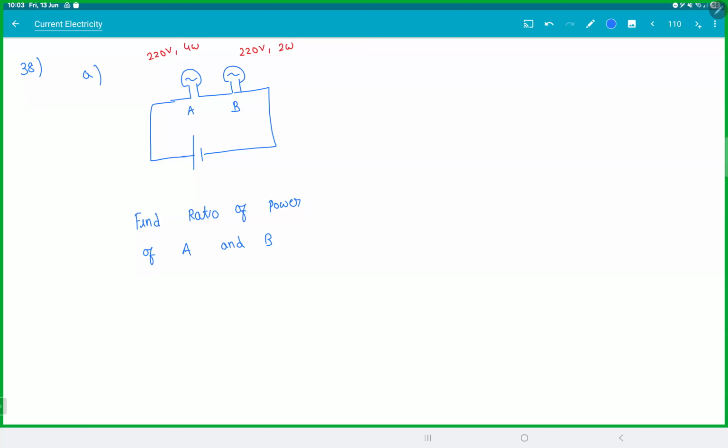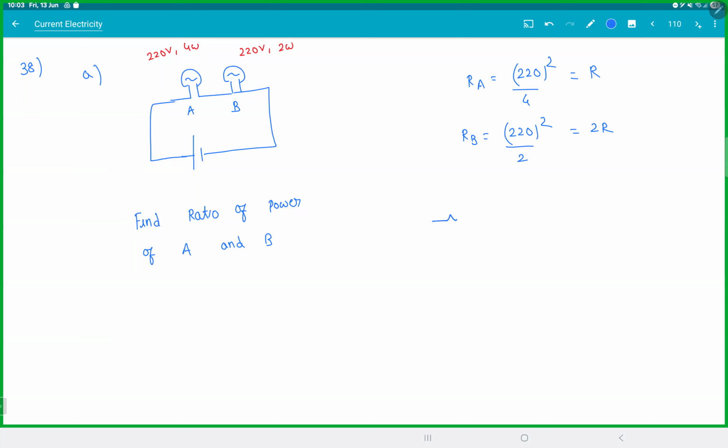One is to two, 1:2. So when you get these kind of questions, see, I'm asking for ratio of power, so we are not actually interested in the amount of power. Let's find the resistance of A, which is 220 square by 4. Let's call this R. Resistance of B is 220 square by 2. Let's call this 2R.